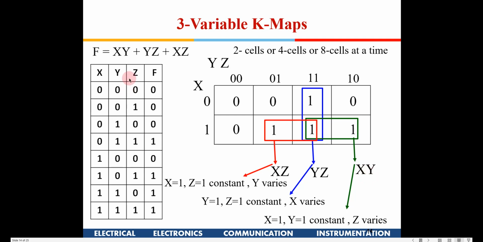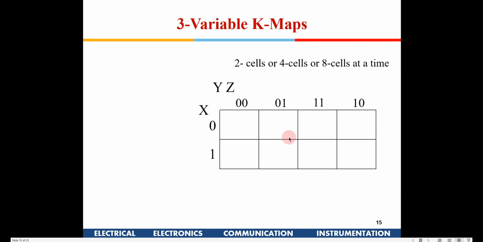So the final expression we can write as xy plus yz plus xz. Okay, so this is the simplified expression for this truth table. So is it clear to all of you? Yeah, Saksham, is it clear how to make a 3 variable K-map? Okay, good. So now let's take one more example.